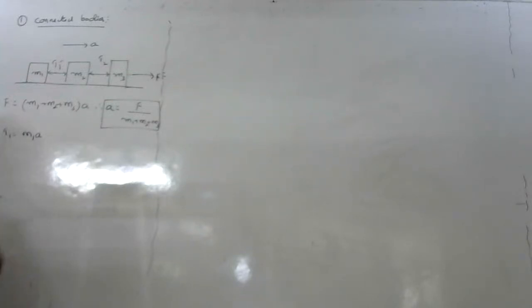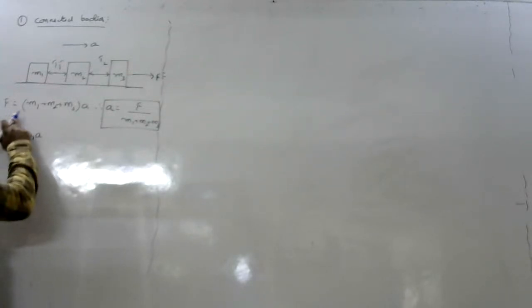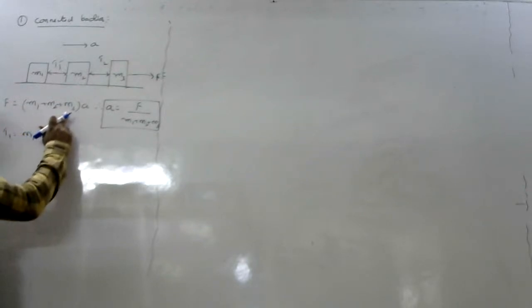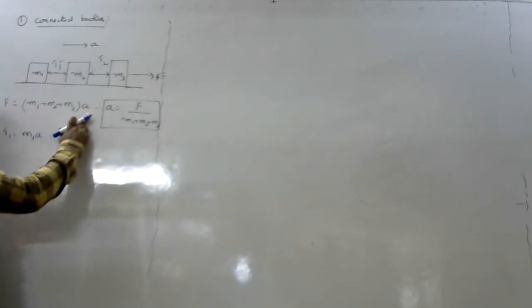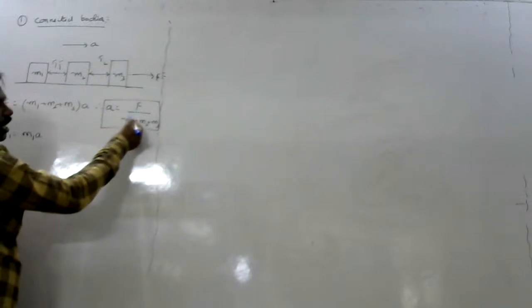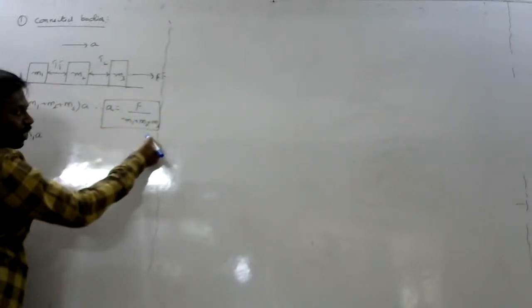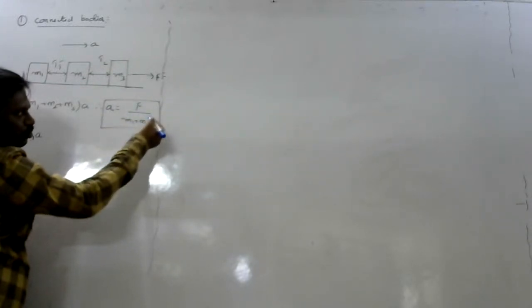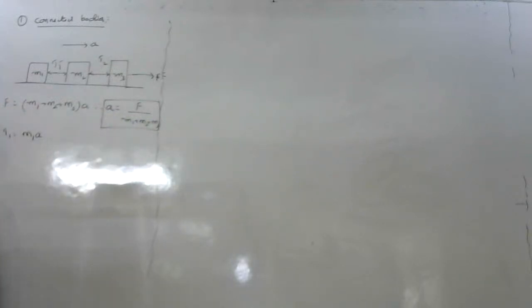From Newton's second law, F equal to (m1 plus m2 plus m3) into a. Therefore, acceleration a is equal to F by (m1 plus m2 plus m3). This is the acceleration for each body.